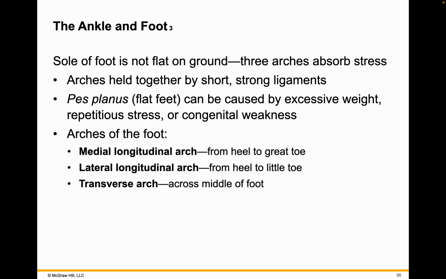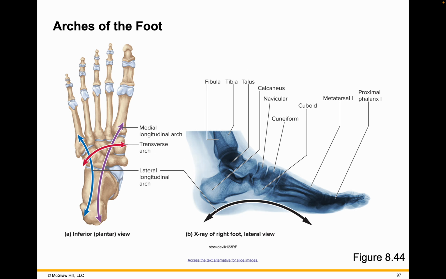The sole of the foot is not flat on the ground. There are 3 arches to absorb stress. The arches are held together by short, strong ligaments. Pes planus, or flat feet, is caused by excessive weight, repetitious stress, or a congenital weakness. The arches of the foot are the medial longitudinal arch, which goes from the heel to the great toe, the lateral longitudinal arch, which goes from the heel to the little toe, and the transverse arch, which goes across the middle of the foot. Much better shown as a diagram than me trying to explain it.